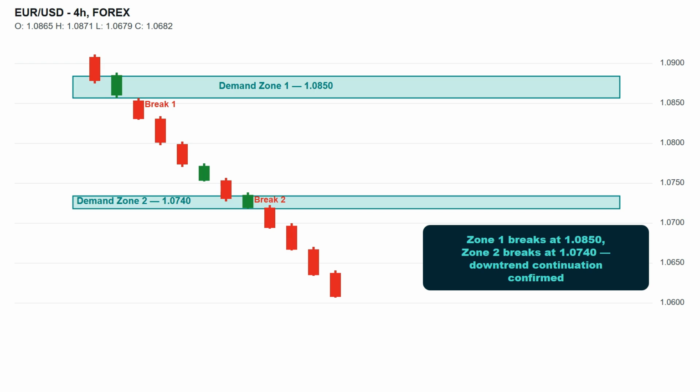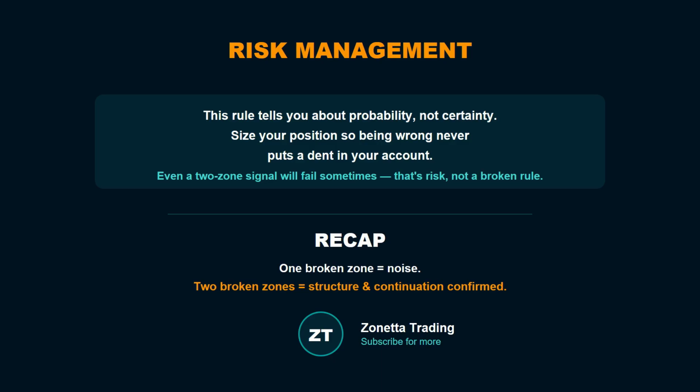That's zone 1 broken. Noted, but not enough on its own. Price keeps falling, then rallies again into a second demand zone around 1.0740. Same story, a brief pause, then it breaks through that zone too, continuing down toward 1.0680. That's it. That's your two-zone confirmation.